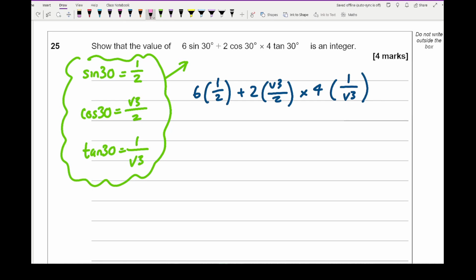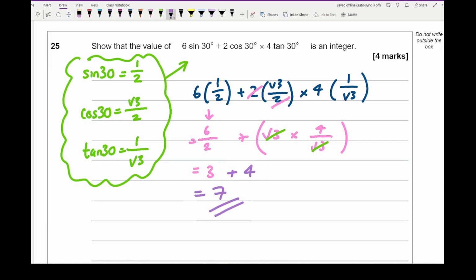Now with this, the 6 and the 2 become 6 over 2, which becomes 3. The 2s cancel out in the second term, so I'm just left with root 3 multiplied by 4 over root 3. Now from this, the root 3 and the root 3 cancel each other out. So it's just going to be 3 plus 4, which equals 7. And that there is my final integer.